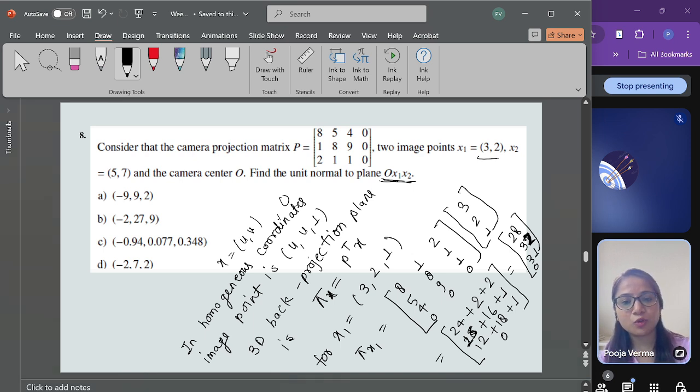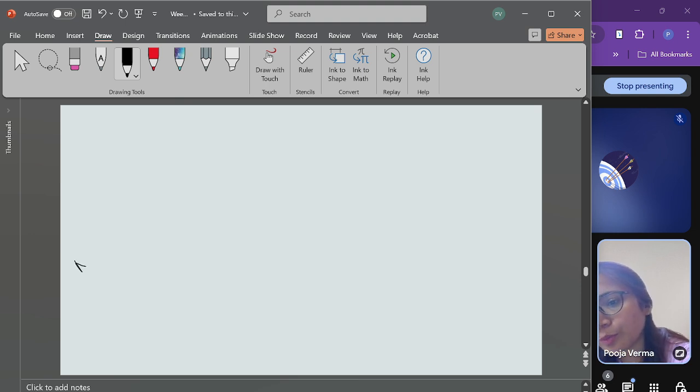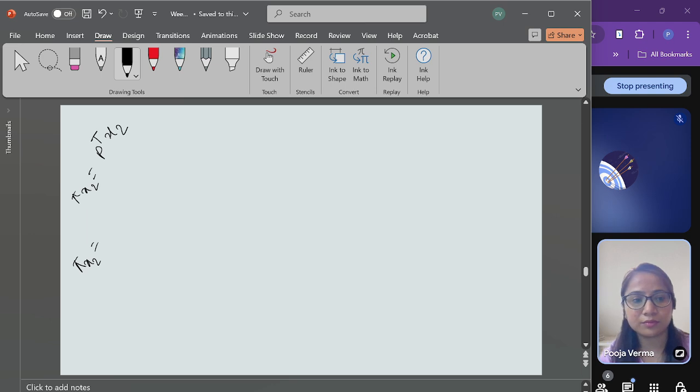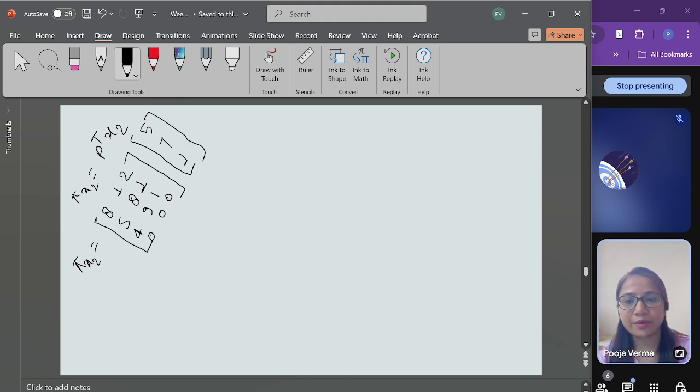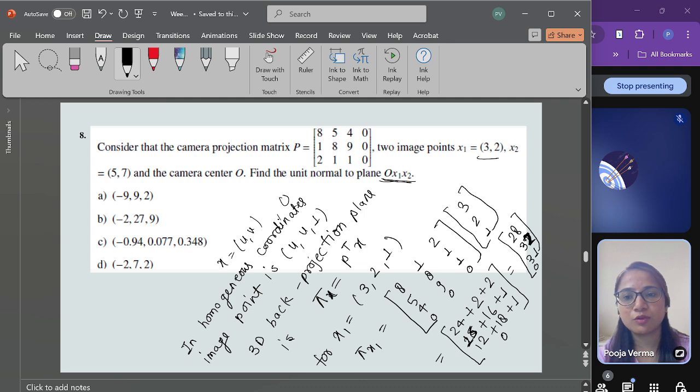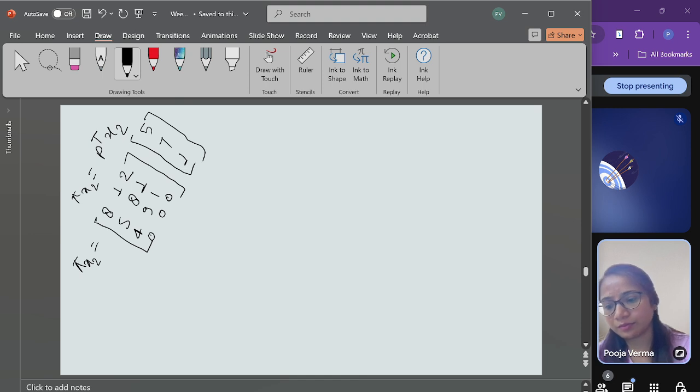Similarly we have to calculate pi x2. I am going to the next slide to calculate the next value. So pi x2 is P transpose times x2. Take P transpose: 8, 1, 2, 5, 8, 1, 4, 9, 1, 0, 0, 0. The next value is x2, the image point (5, 7), so in homogeneous coordinates the value will be (5, 7, 1). Now you will calculate pi x2.